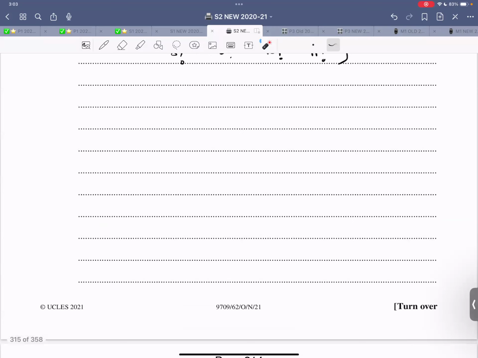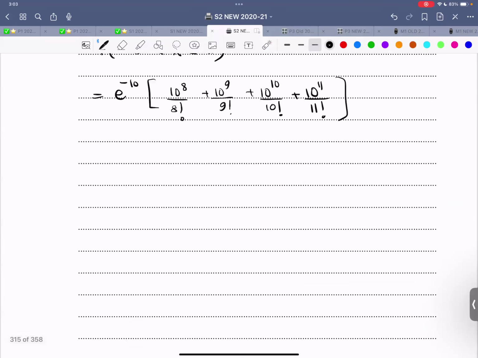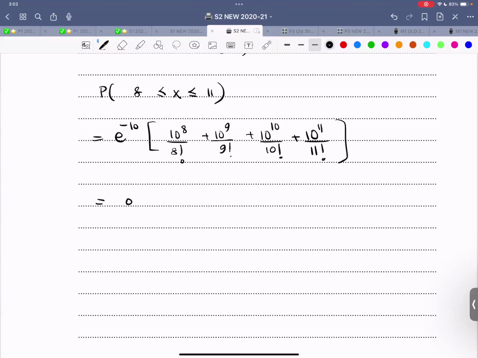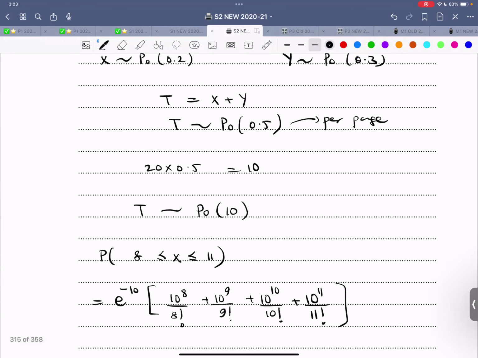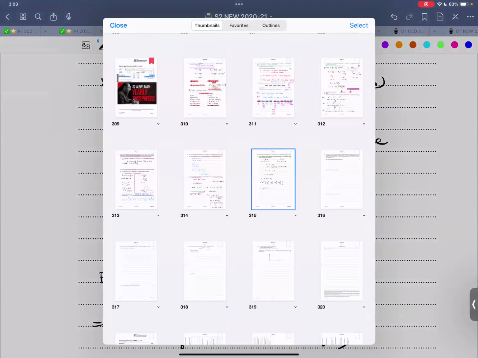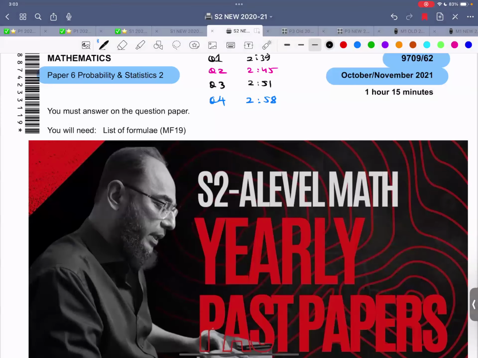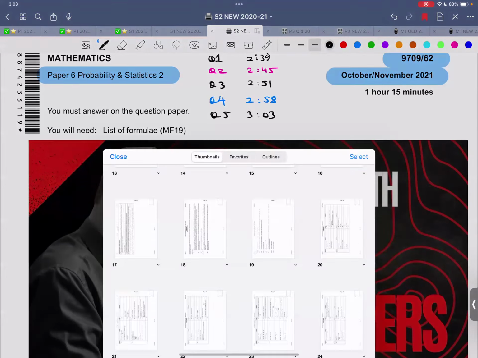So now let's evaluate. This comes out to be 0.477. That is the answer for this particular part. So now this is 303. Question 5 is done. 303. Let's go back.